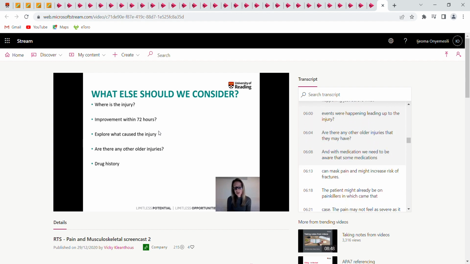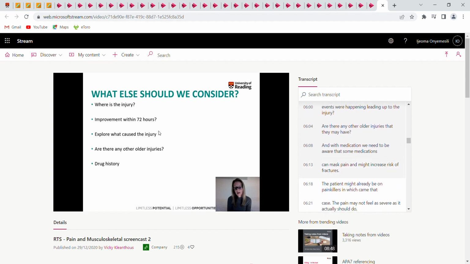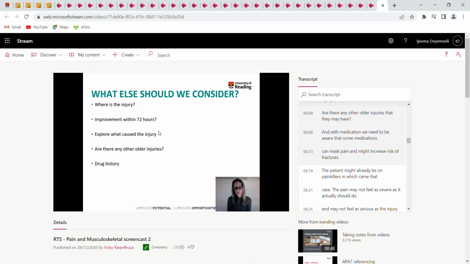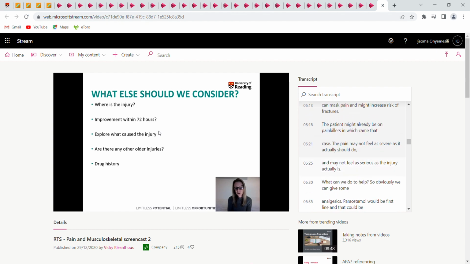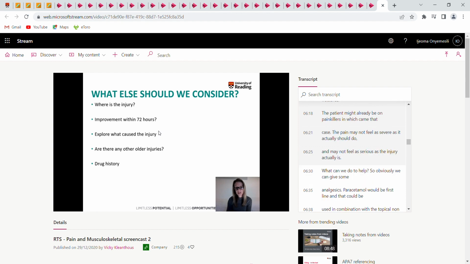And with medication, we need to be aware that some medications can mask pain and might increase risk of fractures. The patient might already be on painkillers, in which case the pain may not feel as severe as it actually should do and may not feel as serious as the injury actually is.